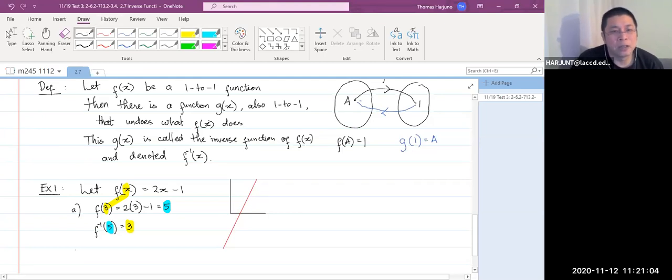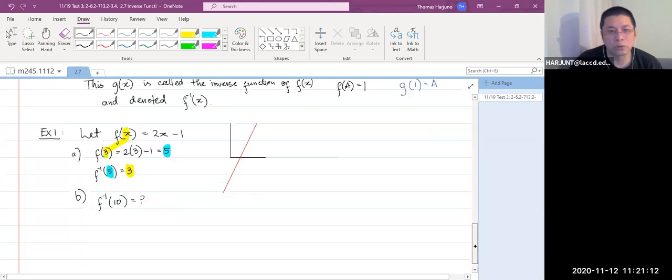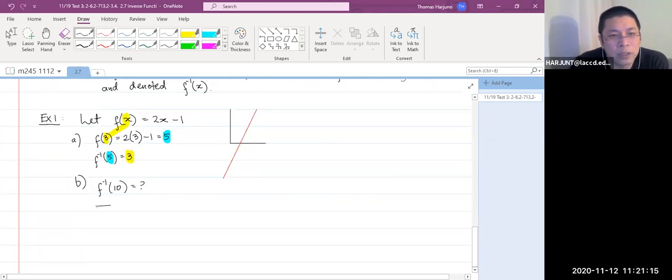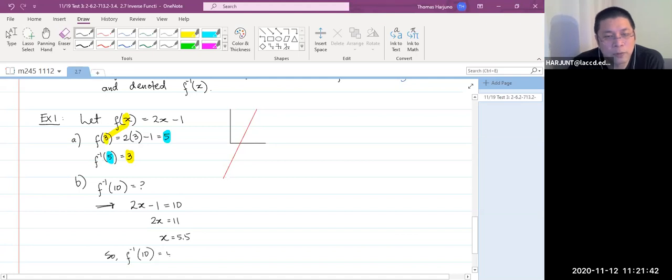Now suppose I ask, find f inverse of 10. f inverse of 10 equals what? The way we do it is to write that function 2x - 1 and set it equal to 10. If the output is 10, what is the input? Then you write that function equal to 10, and then you solve for x. So f inverse of 10 is equal to 5.5.